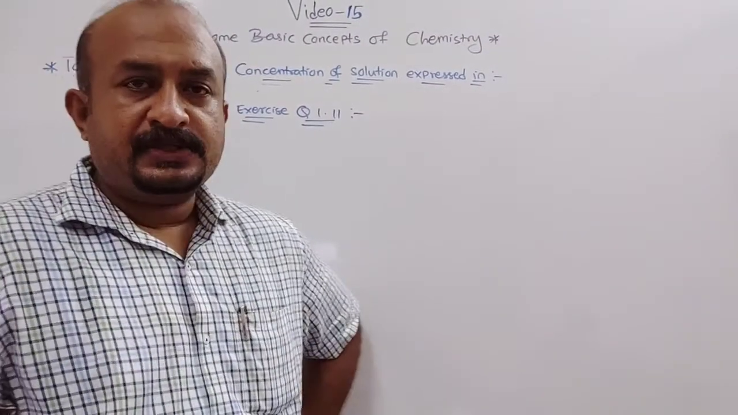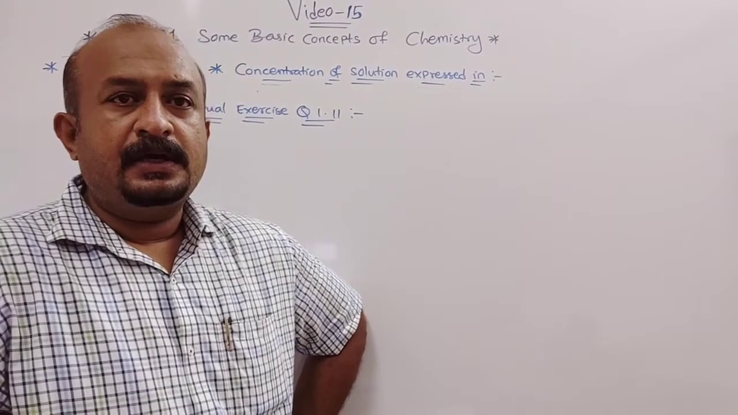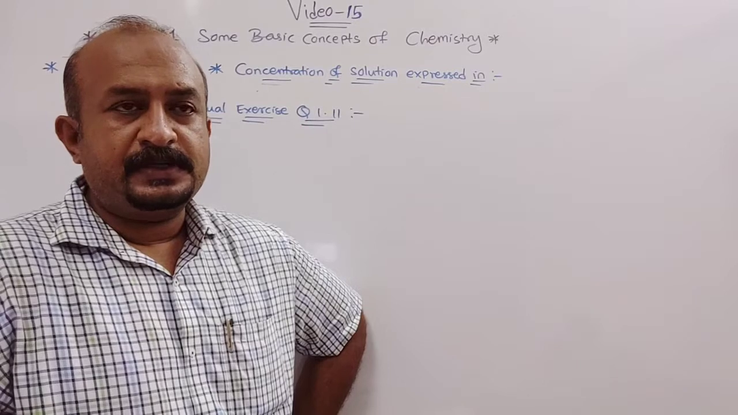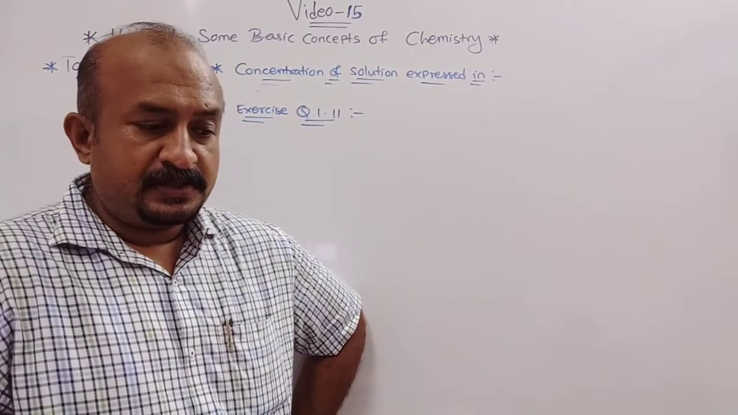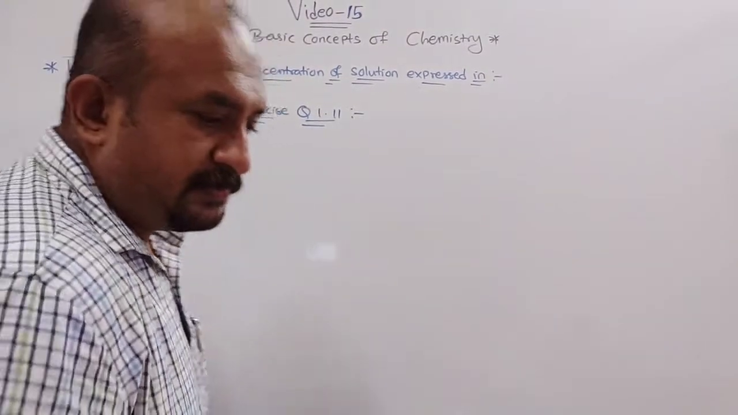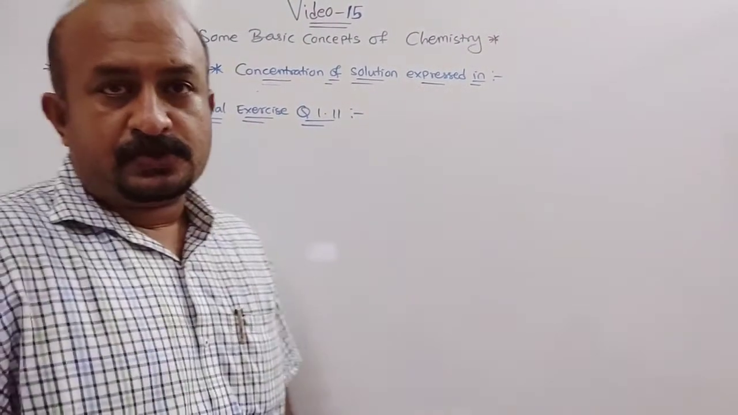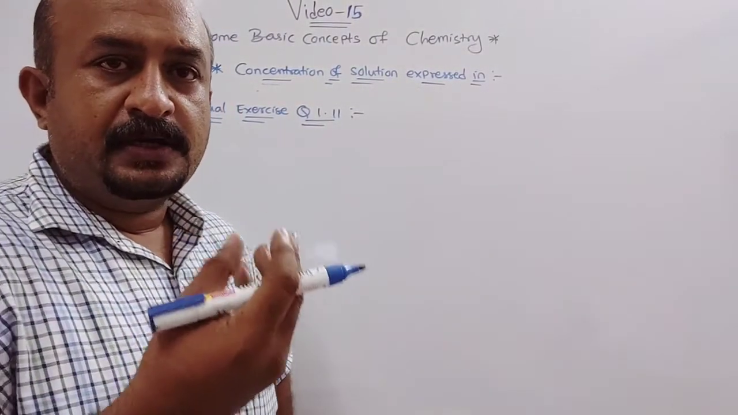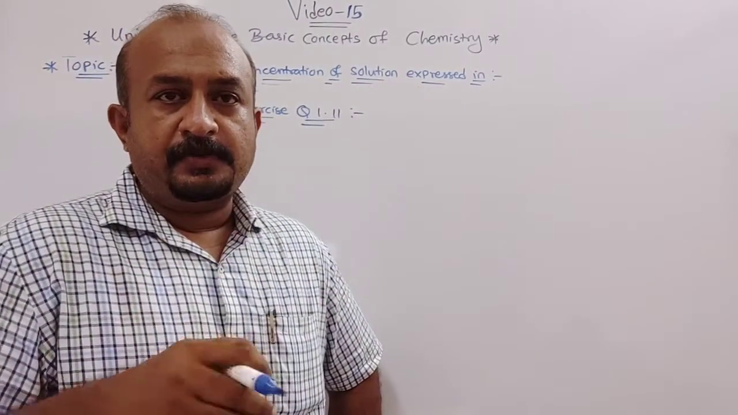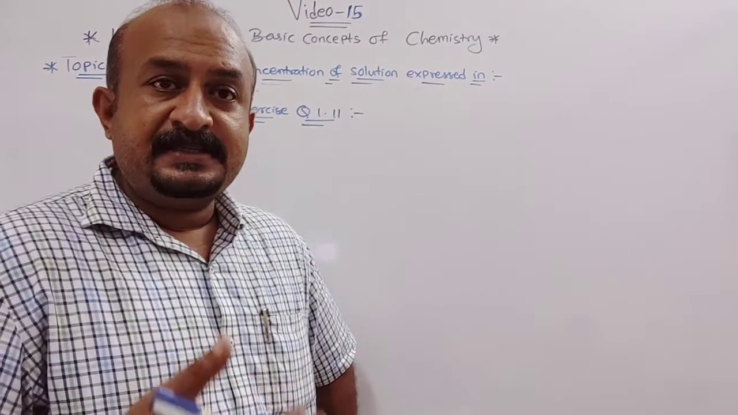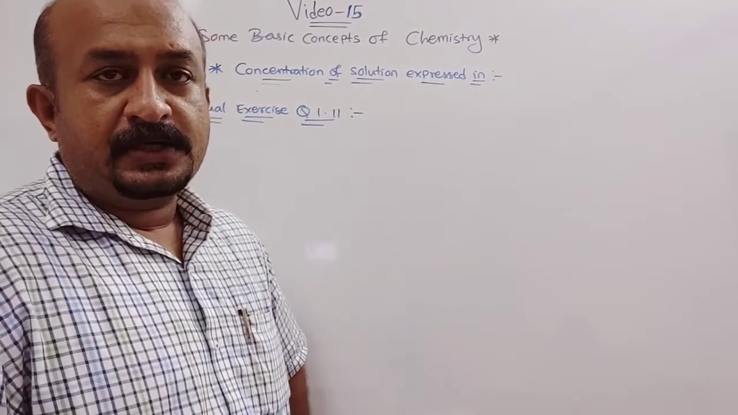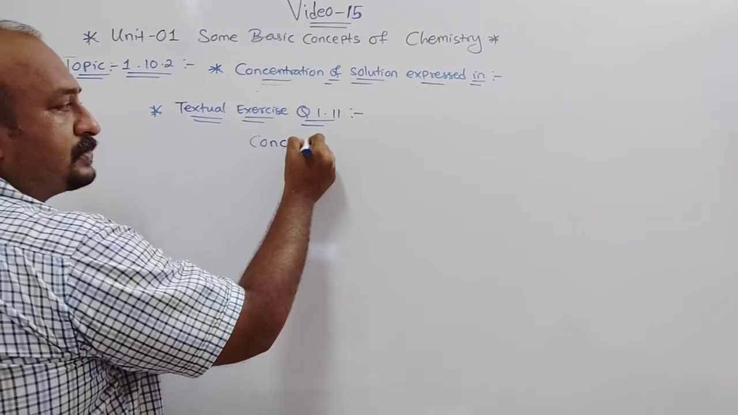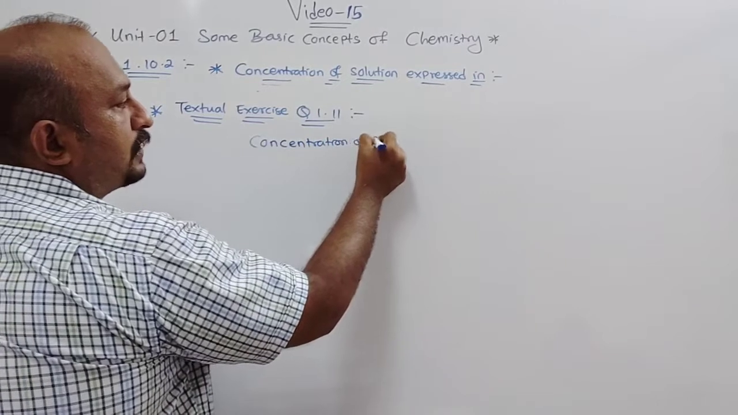Now in your textual exercise, question 1.11 is based on this same molarity concept. It is asked to find the concentration of sugar. When we say sugar, two types are there, cane sugar and glucose. Glucose is different. Sugar formula is C12H22O11, that is cane sugar, table sugar, which at home we use for making tea and all. And glucose means C6H12O6. Understood? So sugar is a complex molecule. So what you have to find is the concentration of sugar.